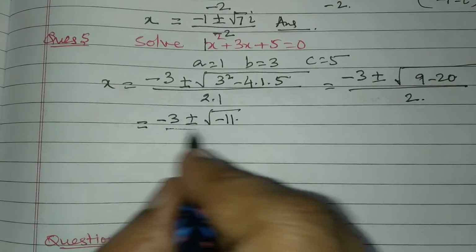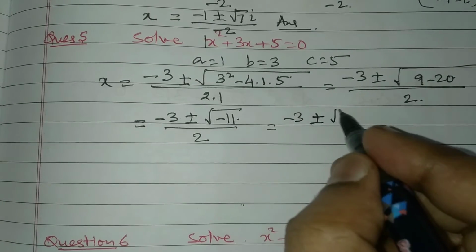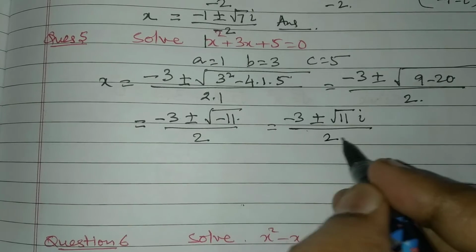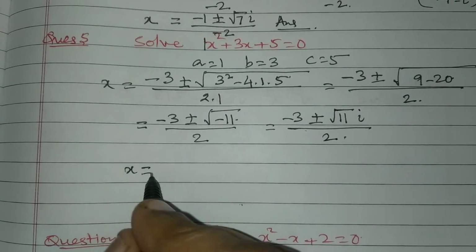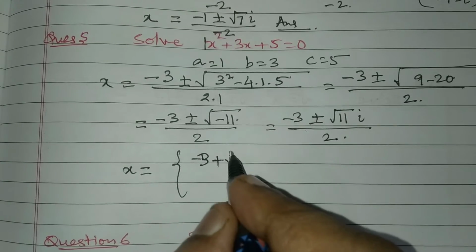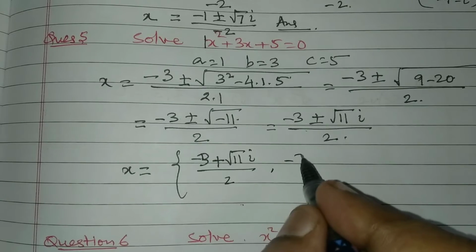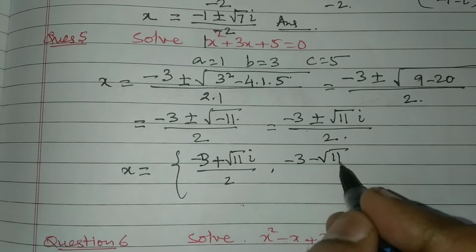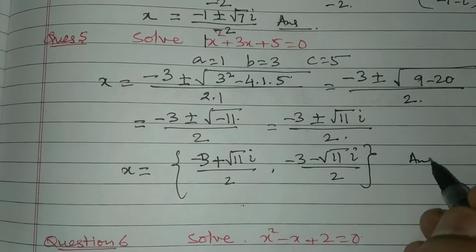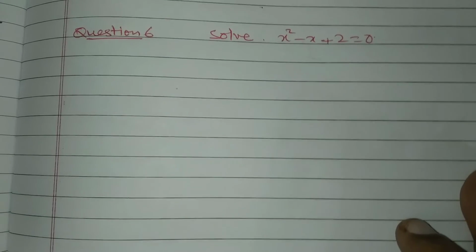Divided by 2, so it is minus 3 plus minus root under minus 11 divided by 2, which is minus 3 plus minus root under 11 i divided by 2. So there are two solutions, one is minus 3 plus root under 11i by 2, and second is minus 3 minus root under 11i divided by 2. So this is the answer. Hope you will understand it. And now we are coming to the next question.